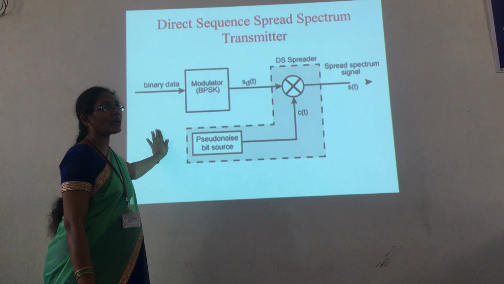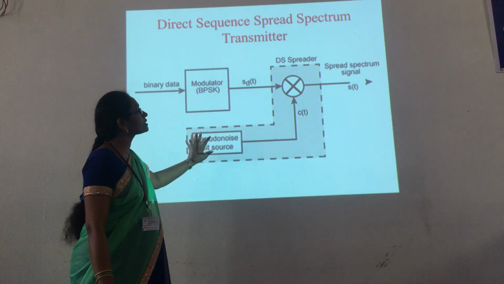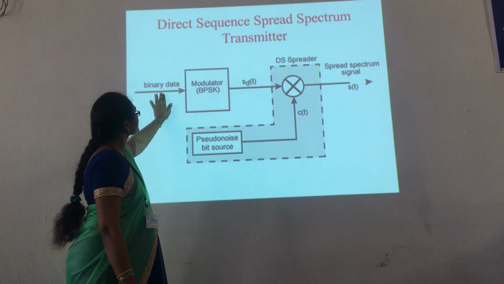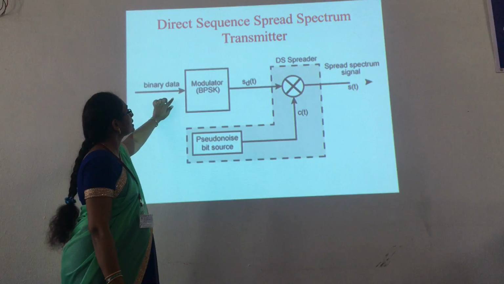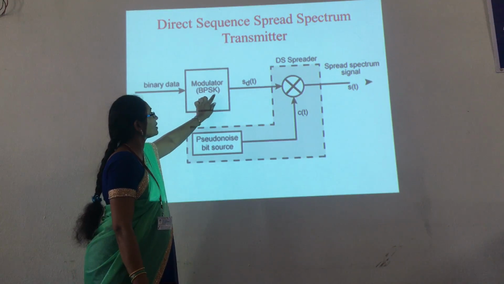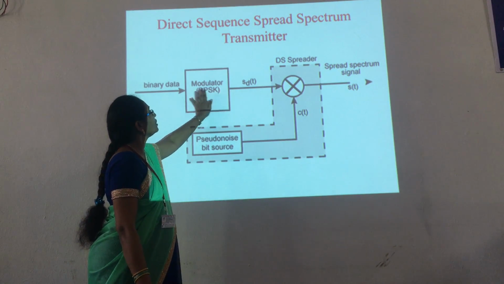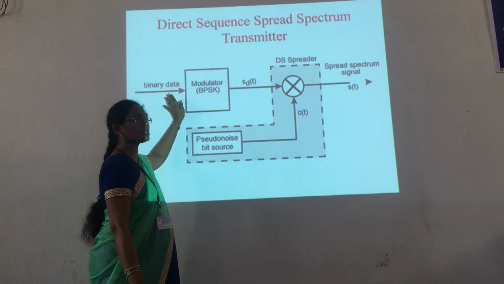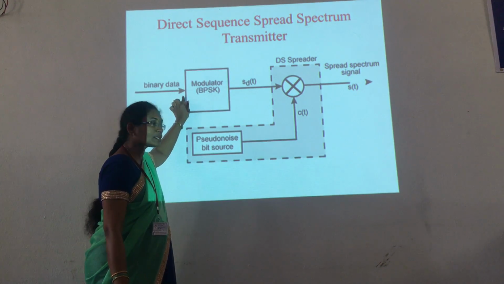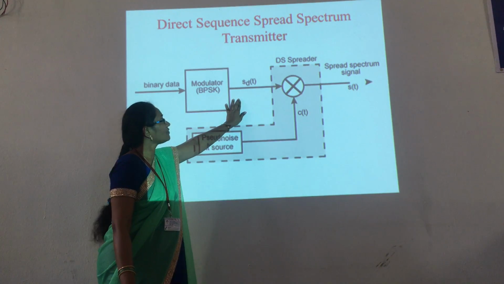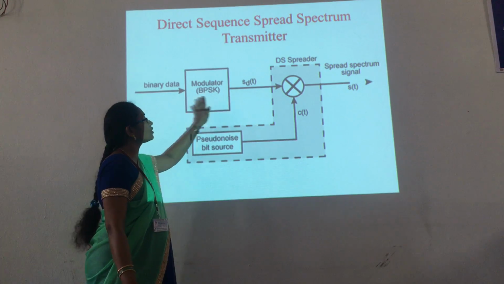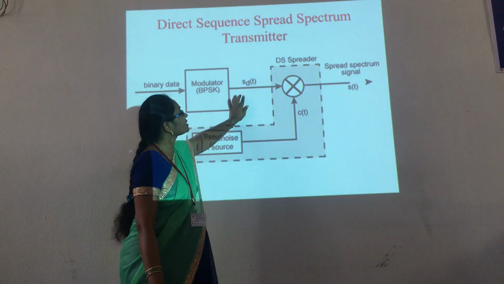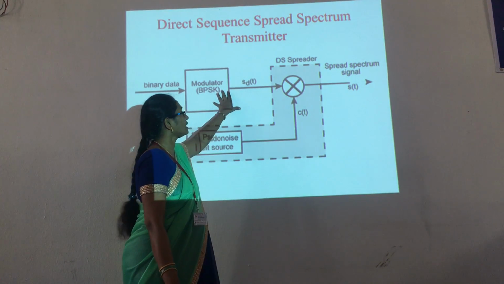I am explaining the direct sequence spread spectrum modulation. This is the transmitting side. Whatever binary data is there is modulated by using binary PSK. What is this PSK modulation? When you are transmitting 1, the phase shift is 0. When you are transmitting 0, the phase shift is 180 degrees. This signal is represented as s(t), once you have modulated the signal.